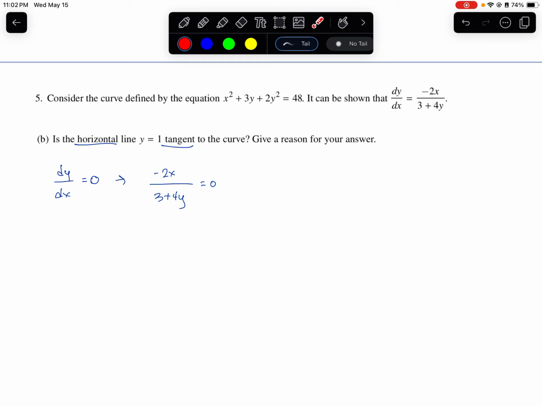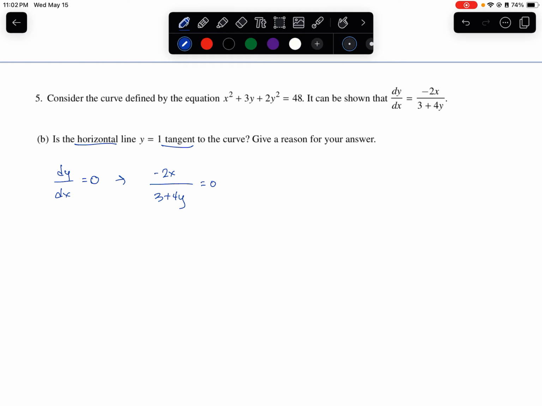Let's also think about it this way. I'm going to come back to this right here. So let's plug in y equals 1 here and see what we get for x. If it doesn't equal 0, then we know that the horizontal line at y equals 1 is not tangent to the curve, right? So I've identified that x has to be equal to 0 for this to be equal to 0.